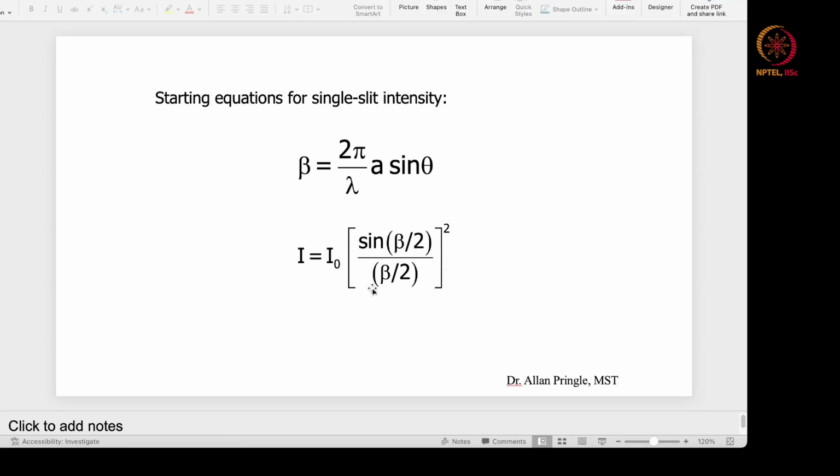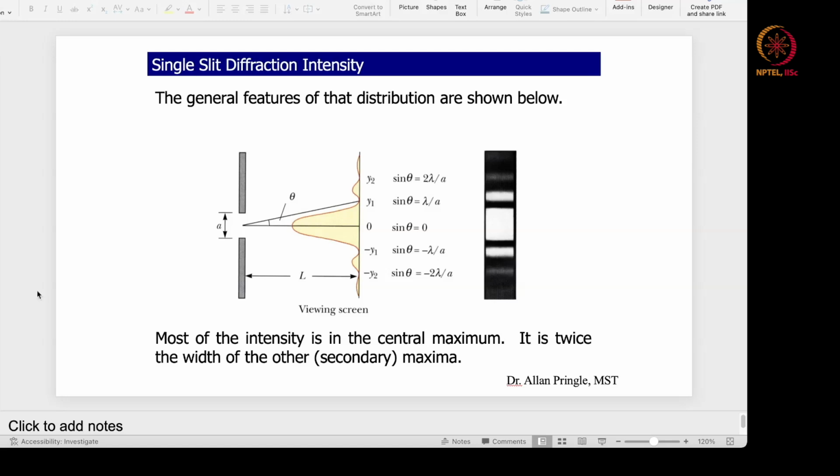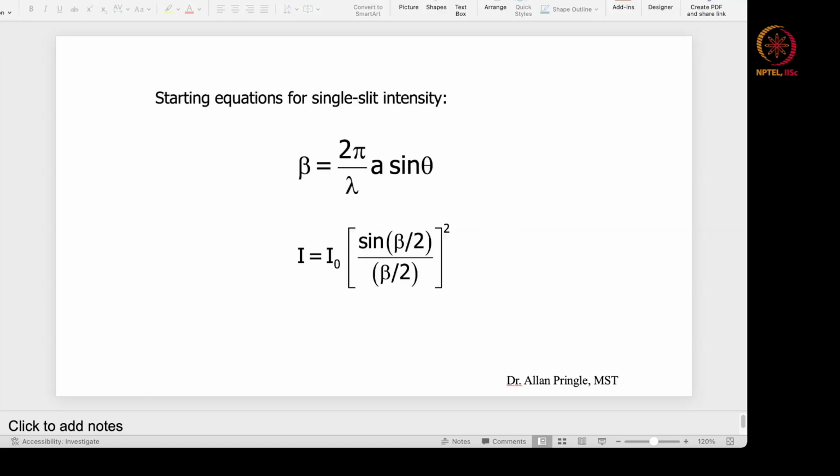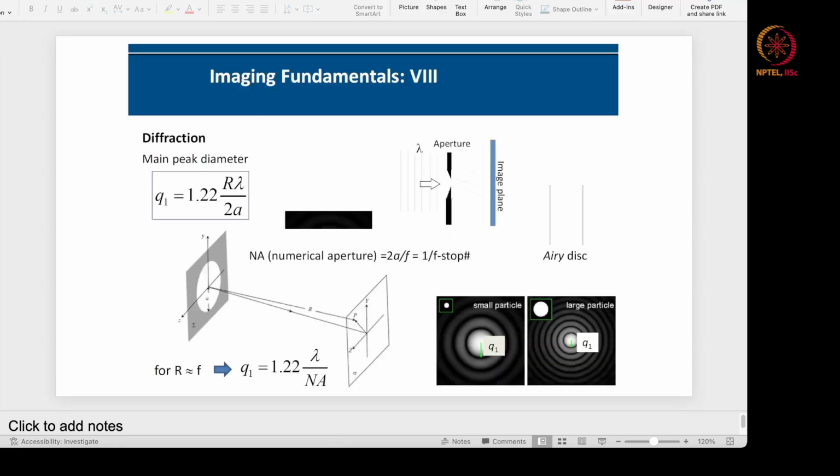This will go on decreasing in a certain way. So that is the starting equation for a single slit intensity profile. This is what you get. This is how the profiles actually look, and these are the equations that correspondingly link the profiles.